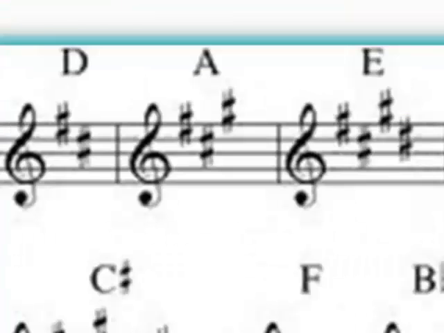A semitone below D major is C sharp, so D major has F sharp and C sharp. A semitone below A major is G sharp, so A major would have F sharp, C sharp, and G sharp. The key signature for E major will have D sharp as its last sharp, so it will have F, C, G, and D sharp.